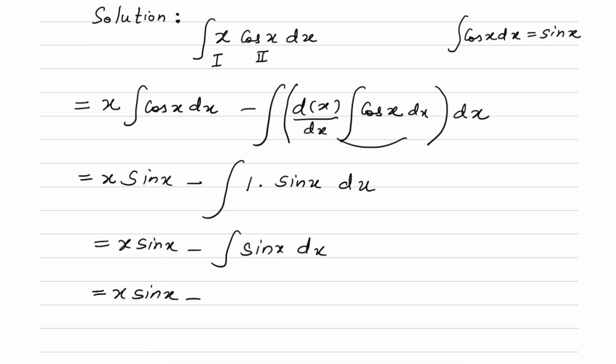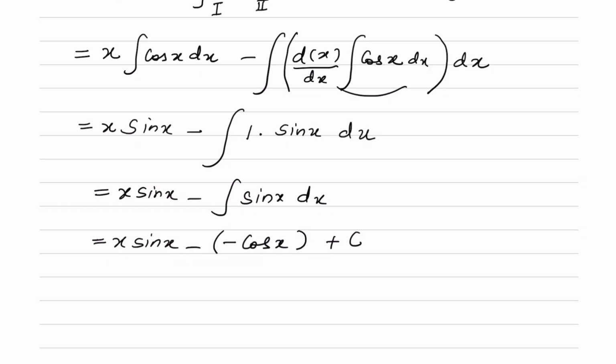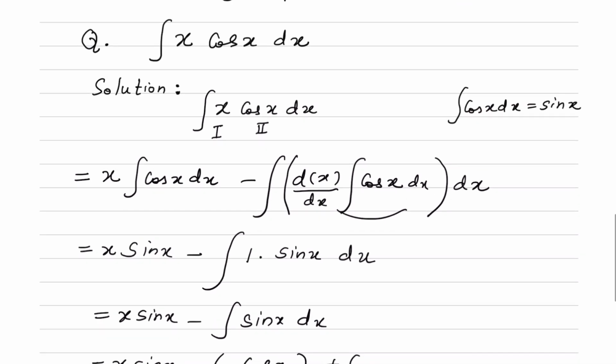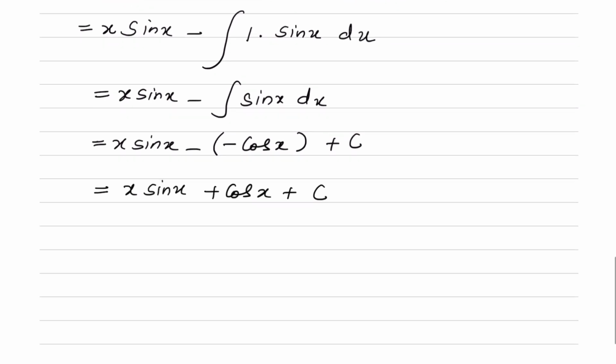We know the integration of sin x with respect to x is minus cos x. It's a formula, and then just add a constant. It is written as x sin x plus cos x plus some constant. So we have solved this integral x into cos x with respect to x by integration by parts.